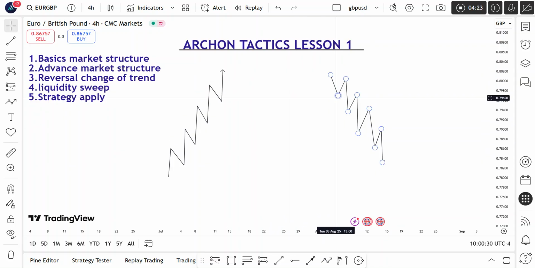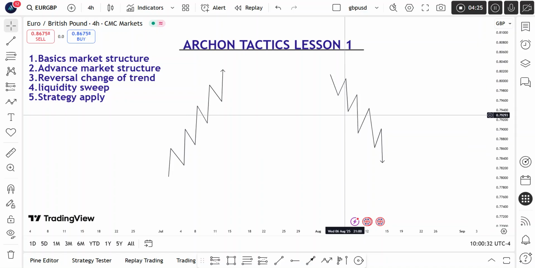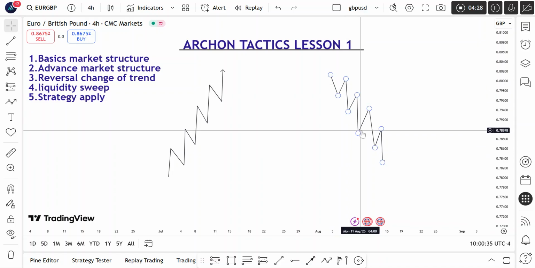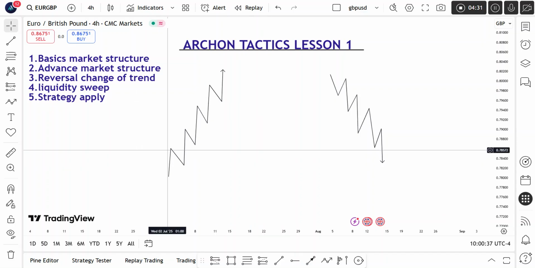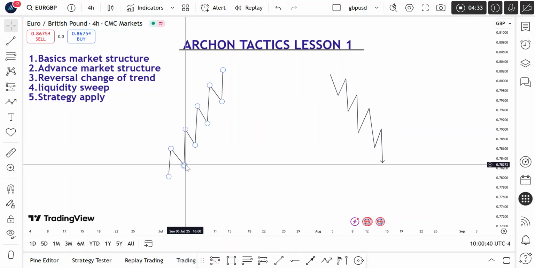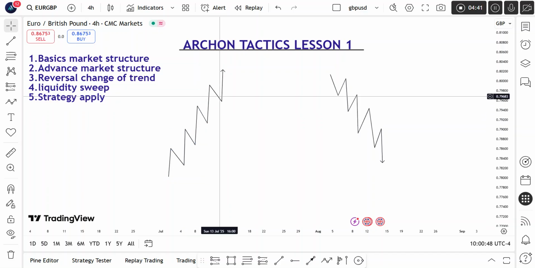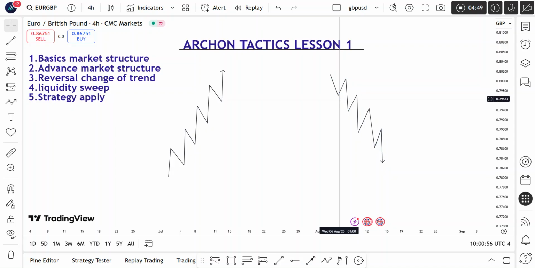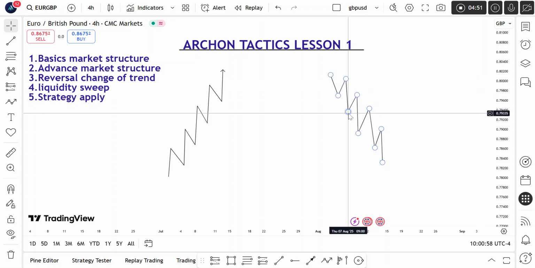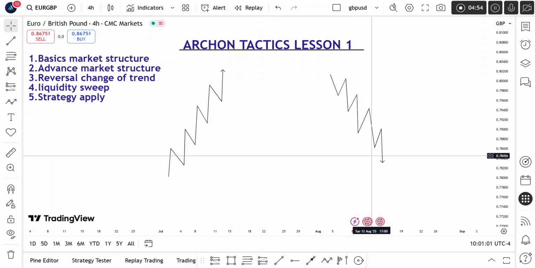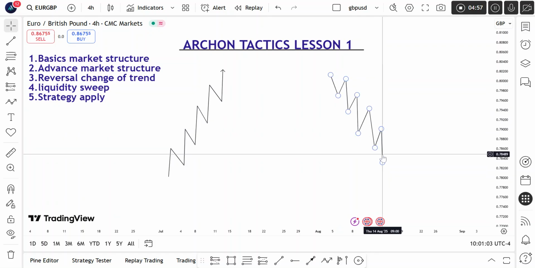The downtrend continues to break the different lows and continue. For the bullish market, we have higher high, higher low, higher high, higher low, and it continues. For the bearish structure, we have low, high, lower low, lower high, lower low, lower high, and it continues. That's it.